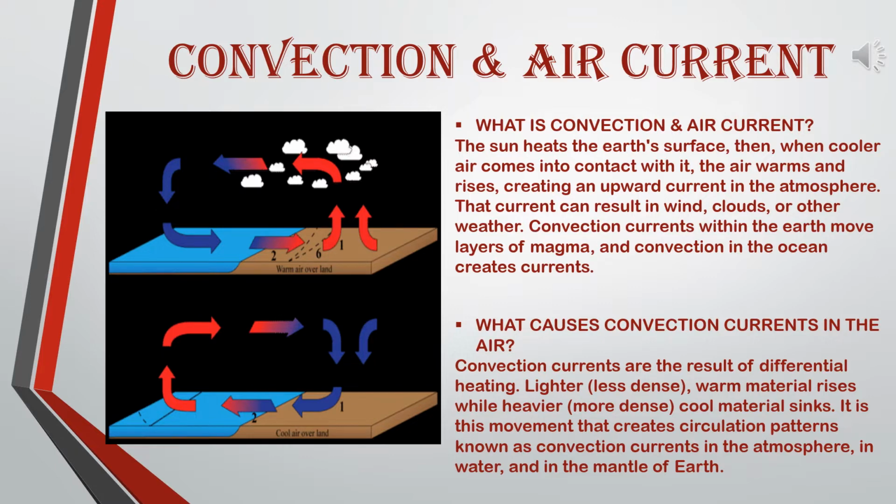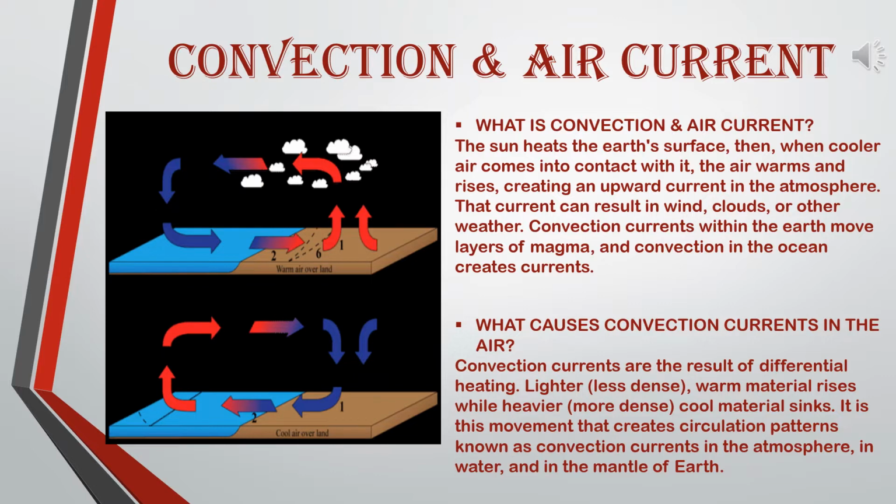Next question, what causes convection currents in the air? Convection currents are the result of differential heating. Lighter, warm material rises while heavier, cool material sinks. It is this movement that creates circulation patterns known as convection currents in the atmosphere, in water and in the mantle of earth.